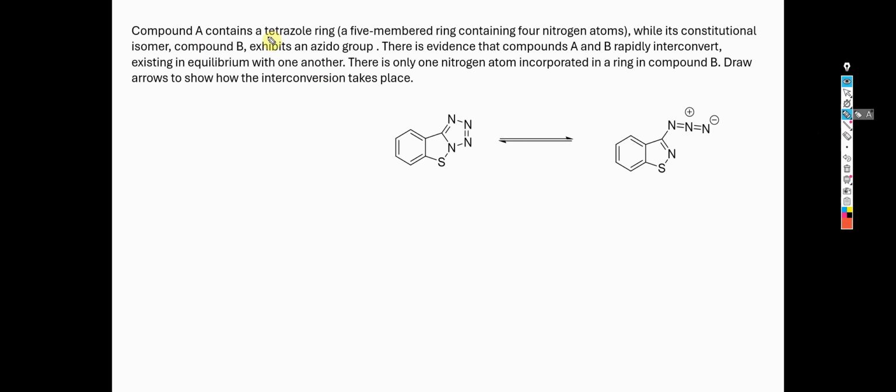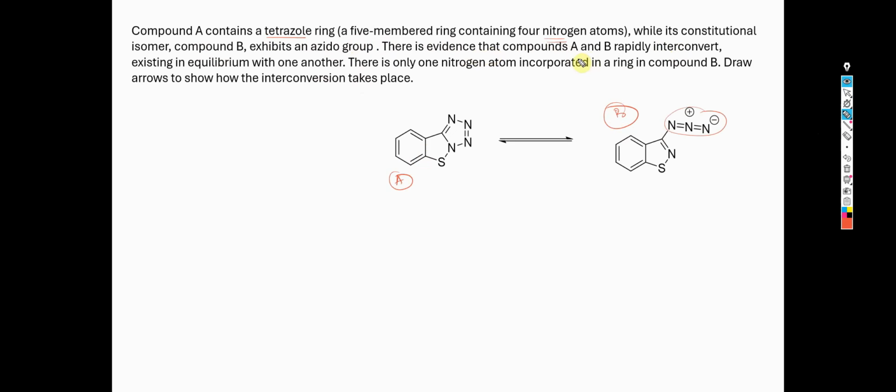Compound A contains a tetrazole ring, and this is compound A. It contains a tetrazole ring, a 5-membered ring system that contains 4 nitrogen atoms, while its constitutional isomer is compound B, which is this, and that exhibits an azido group. This is the azido group.